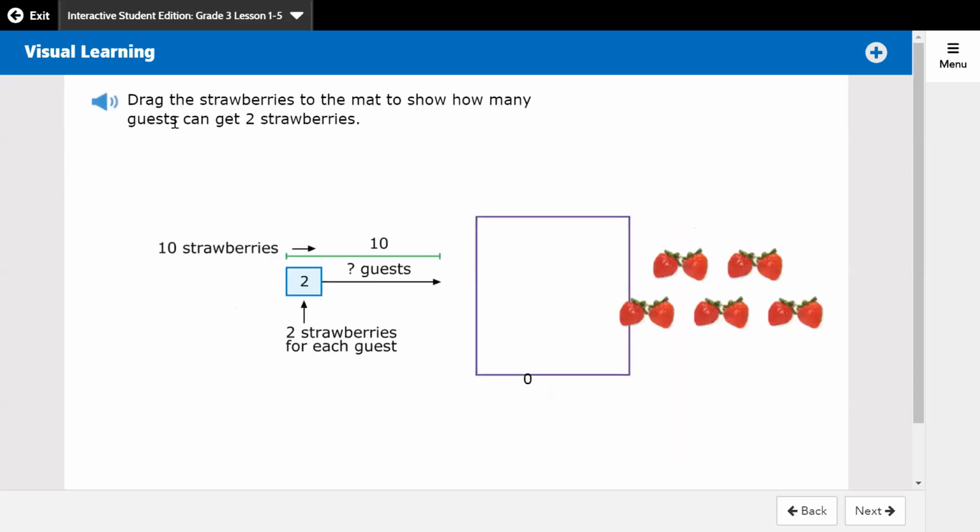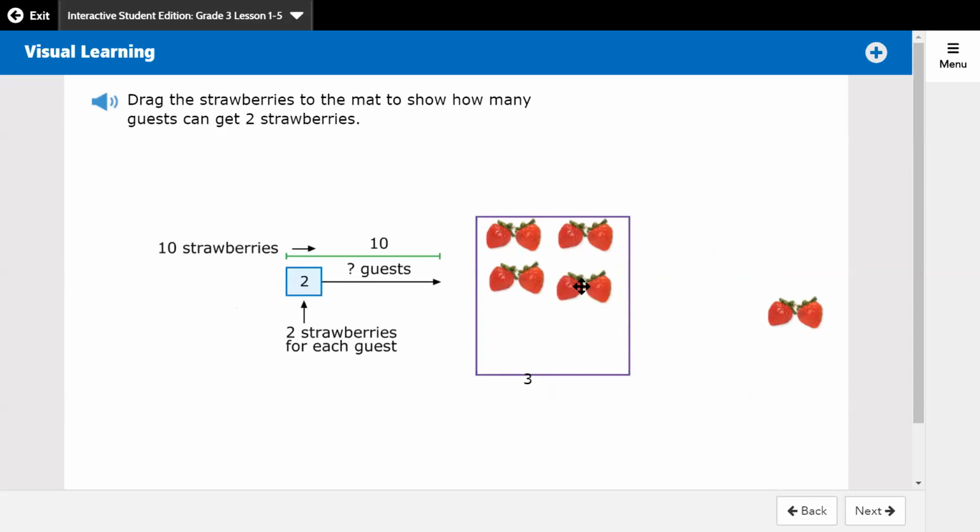So let's try it ourselves. It says drag the strawberries to the mat to show how many guests can get the 2 strawberries. So like I said before, if we have 1 group of 2, 2 groups of 2, 3 groups of 2, 4 groups of 2, and our 5 groups of 2.